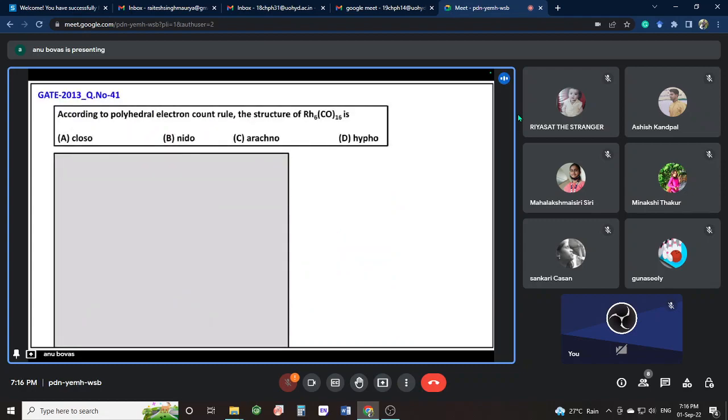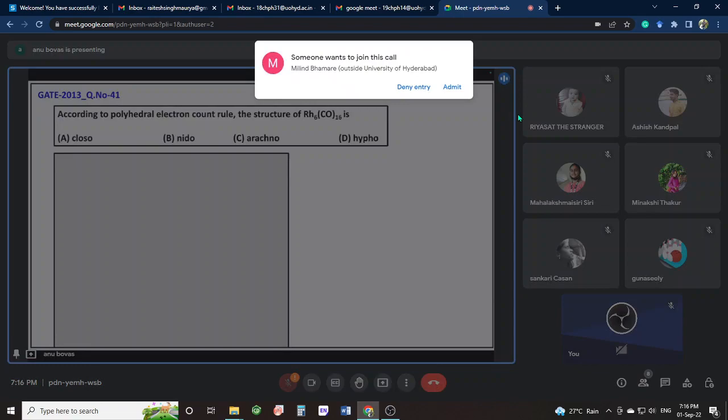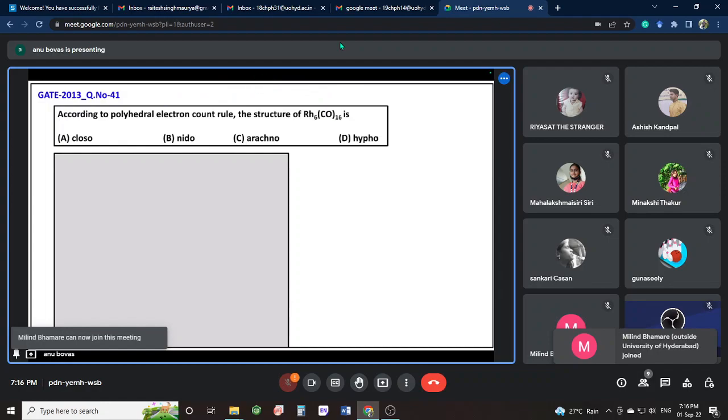So these are the basic concepts that we should know in order to solve any question related to Wade's rule. Till now, is it clear or not? Because these concepts are required for solving the questions. Clear, ma'am. Okay, fine. So now we can move on to solving questions using all the concepts we have learned till now. First we will start from GATE 2013, question number 41.